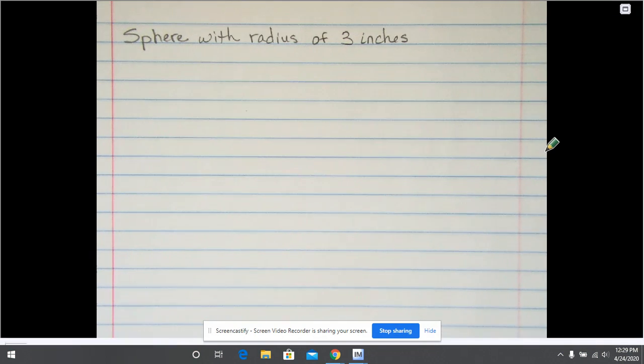Our lesson today is finding the volume of a sphere with a radius of 3 inches. So if you can imagine one of those little hamper or inside basketball sets that you had when you were a kid, you might have had a ball with a radius of about 3 inches.